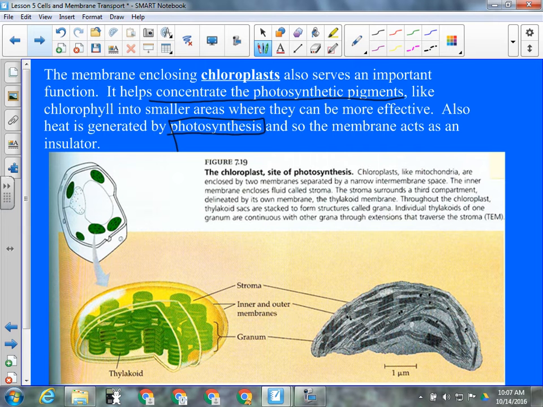Another thing is it's got a double membrane, just like the mitochondria does, because anything that absorbs solar energy is going to get hot. Imagine a black car and a white car side by side on a sunny day. Which one's going to be hotter to the touch? Black, because it absorbs more solar energy than white. White reflects a lot, black absorbs a lot. Any organelle that absorbs a lot of solar energy is going to get hot, so there's an insulating double membrane there to protect the rest of the cell.